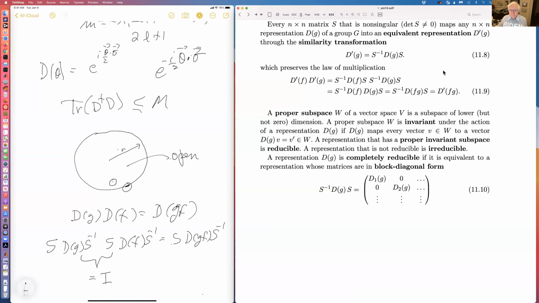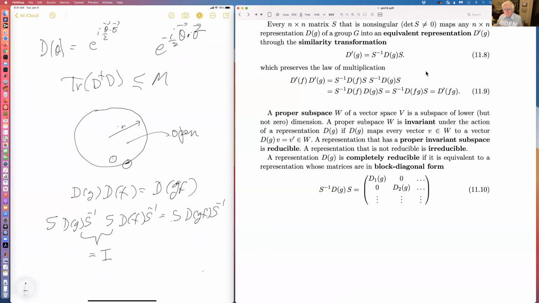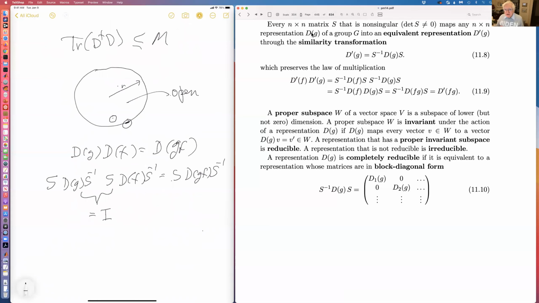And this is called a similarity transformation. In other words, an n by n matrix that has a non-zero determinant maps any representation into an equivalent representation in this way. Well, I did it on the notepad the opposite way, but anyway, it's S inverse D S or S D S inverse. And the reason is simply this, which is what I wrote down.